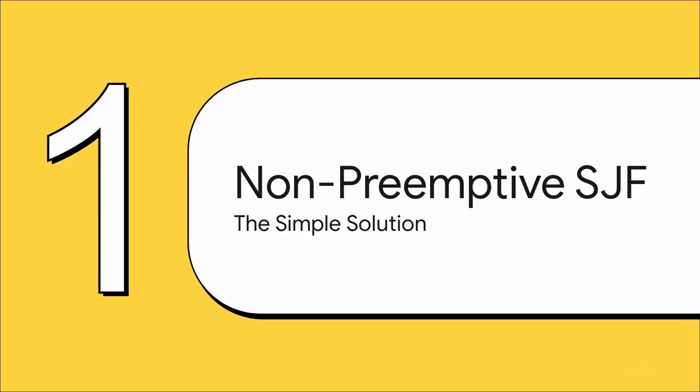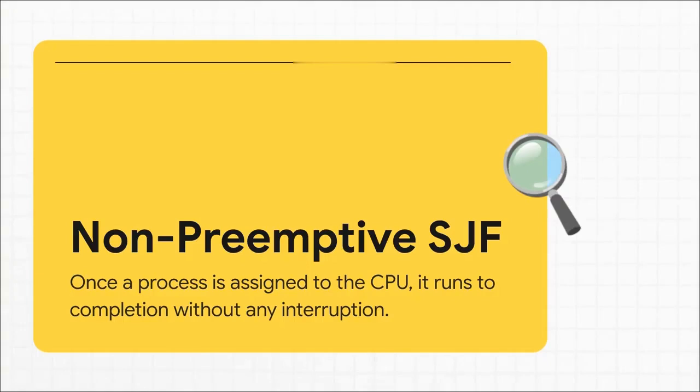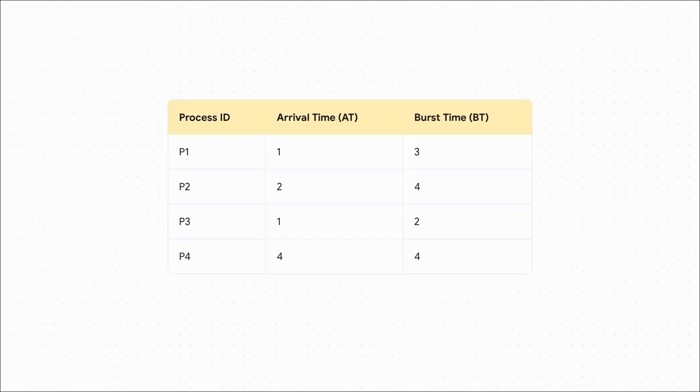All right, so let's start with the basics. We're going to look at part one, the simple solution, which is called Non-Preemptive SJF. It's the most straightforward version, and it has one very simple rule. Okay, so what does non-preemptive even mean? Well, it's pretty simple. No interruptions. Once the CPU gives a process the green light, that process runs all the way to completion. No cutting in line, no stopping midway. Period. The scheduler's only job is to look at all the processes waiting in the queue and pick the one with the shortest burst time. And burst time is just a fancy way of saying the amount of time that process needs to do its work.